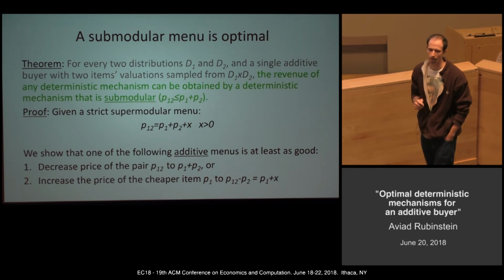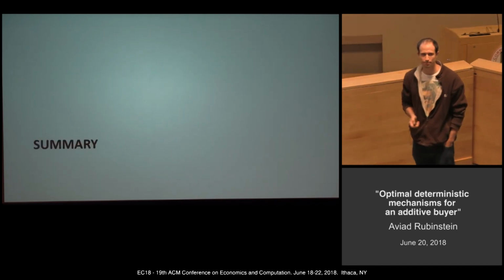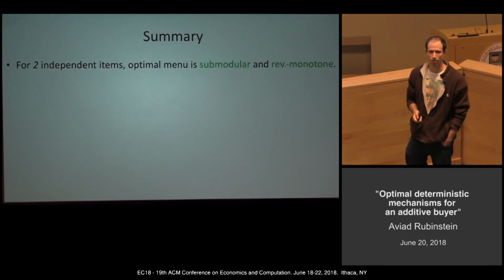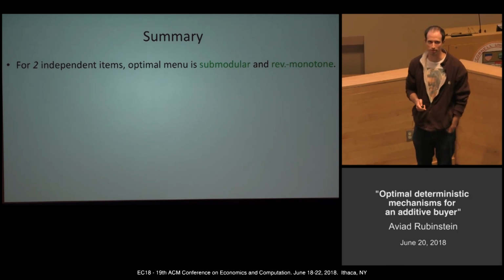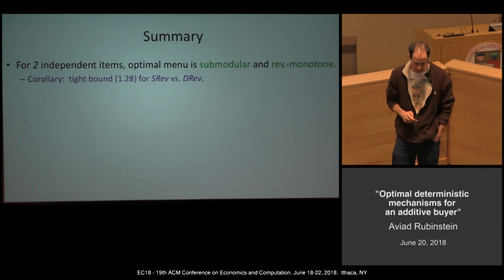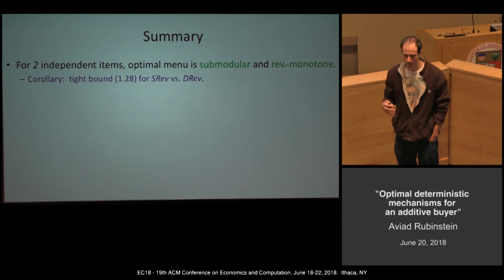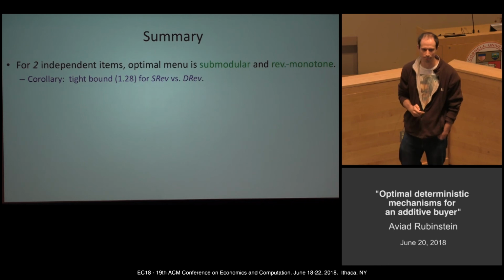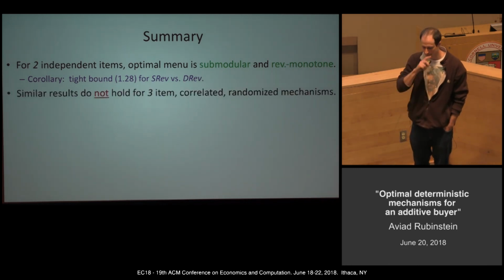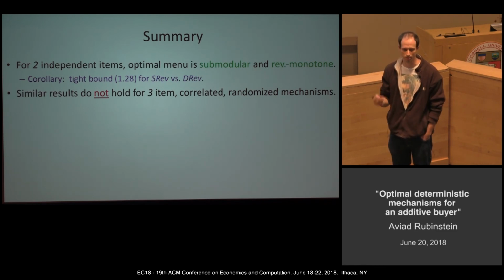Okay, so this is the main result. Let me recap with a couple of open problems. So for two independent items, the optimal menu is submodular and therefore also revenue monotone. And we have this funny corollary that, by some other results, this gives a tight characterization of how much you can gain by giving any discount versus just selling separately. And like I mentioned, these similar results do not extend to 3 items, to randomized mechanisms, etc.